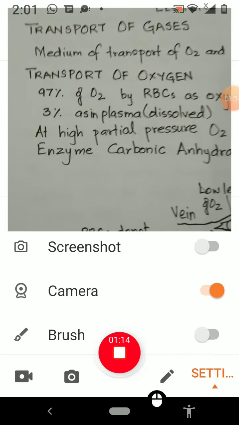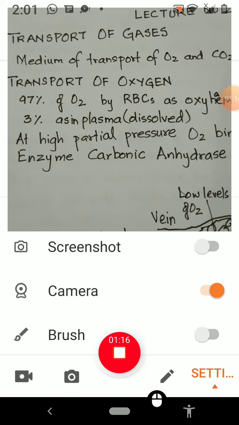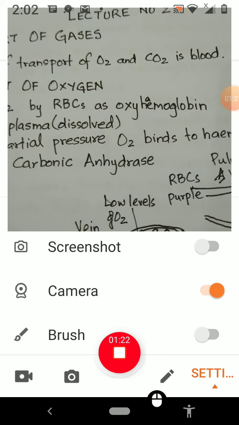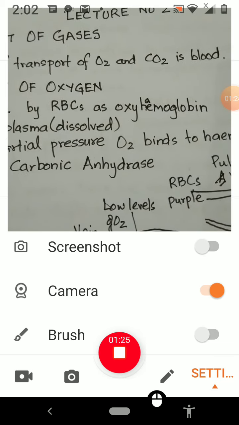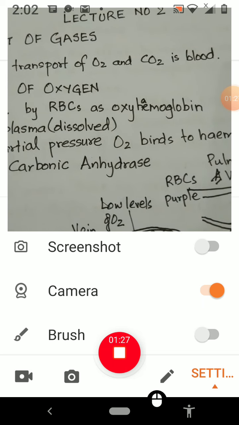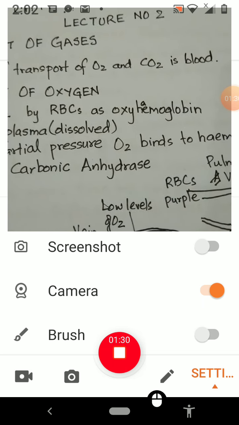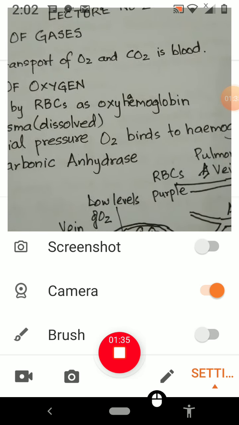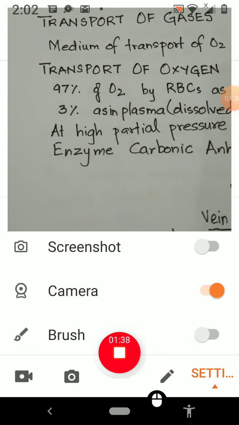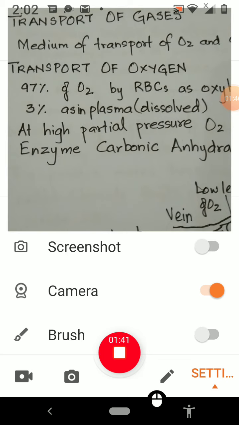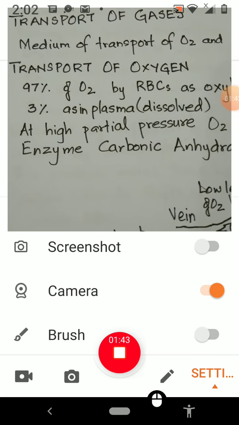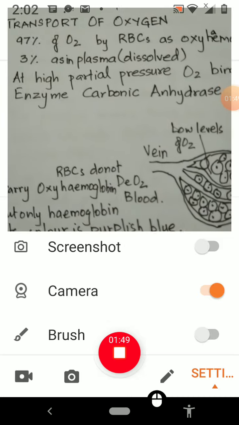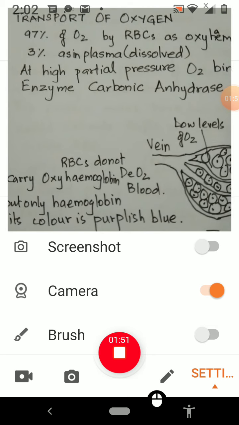First, we'll discuss the transport of oxygen. 97% of oxygen is carried by the RBCs. The RBCs contain a pigment referred to as hemoglobin. Hemoglobin binds with oxygen readily and converts to oxyhemoglobin. 3% of oxygen is carried dissolved in plasma. So first we'll discuss how it is carried as oxyhemoglobin.